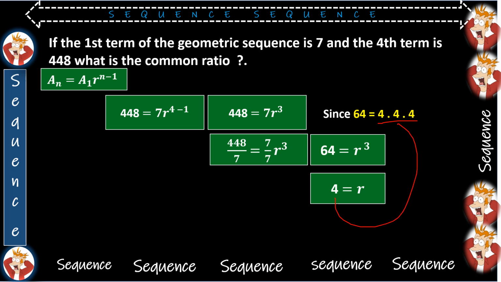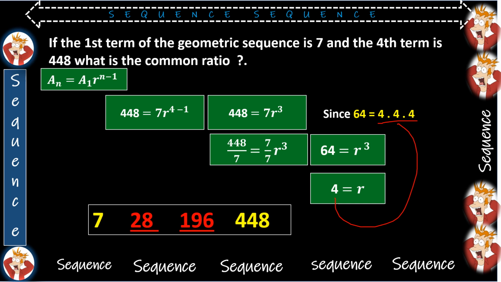Final answer. But if we try to find or to insert the two terms inside this given sequence, that's simply multiply 4 times 7, that's equals to 28, and 28 times 4, that's equals to 196, times 4, that's equals to 448.